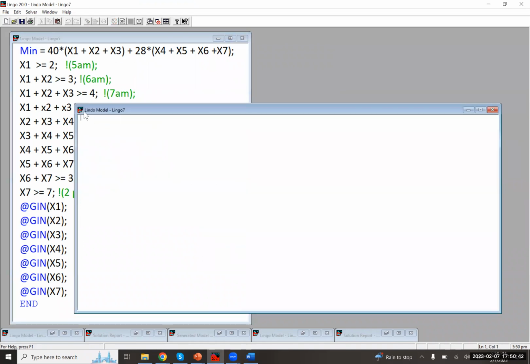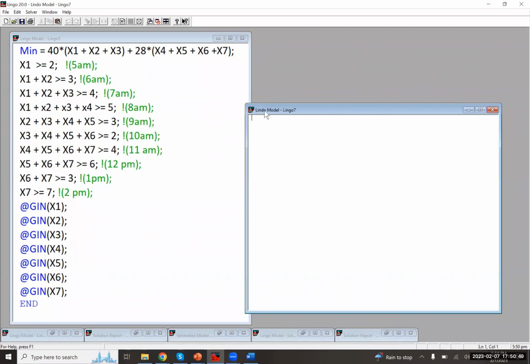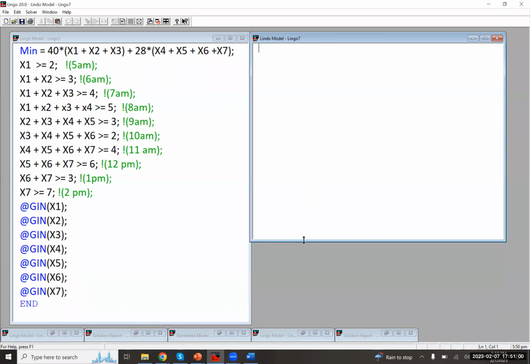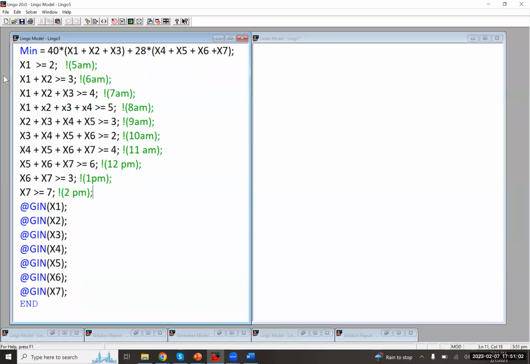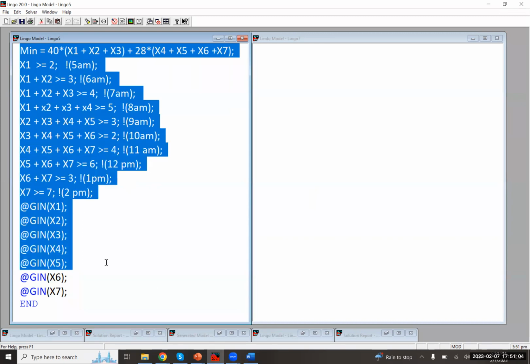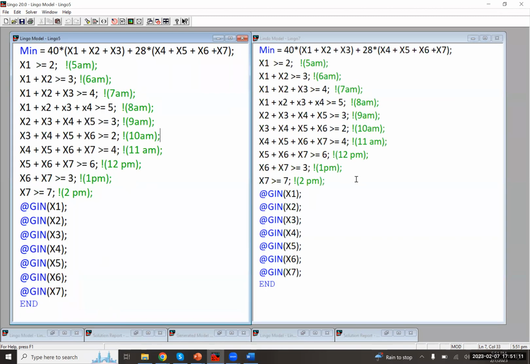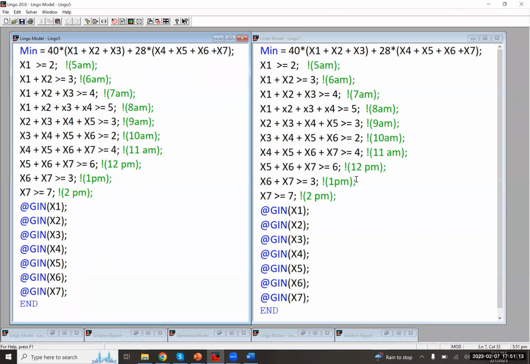Now you can see that on the top of this window it does say LINGO model. So now you should be able to work on the LINGO input in this new window. Okay. So let me just copy everything from LINDO and then just paste. So we're gonna work on this. Okay.